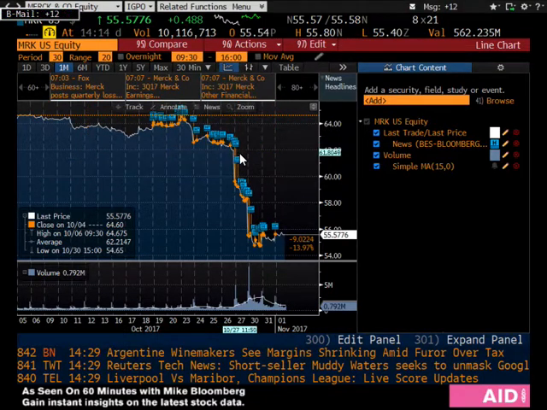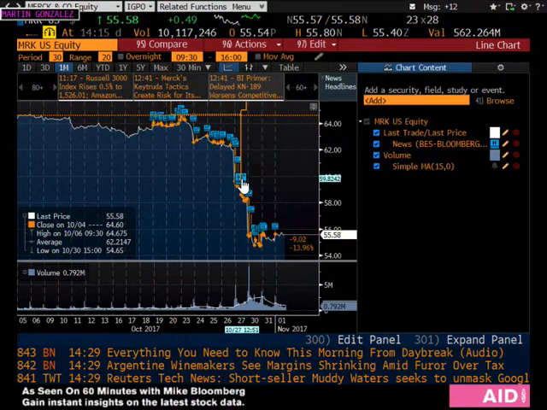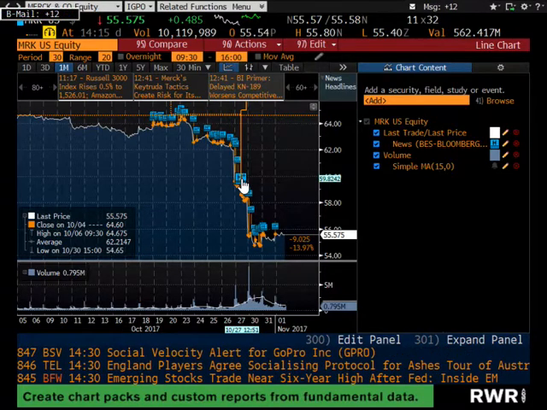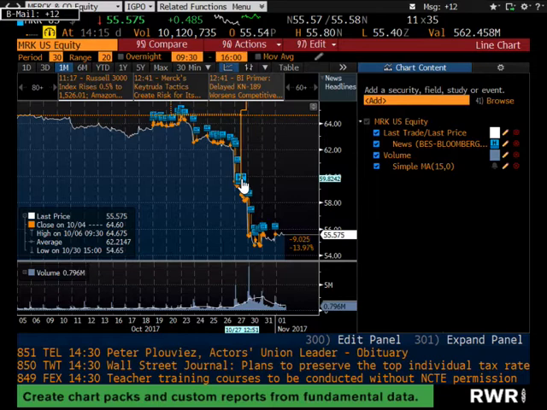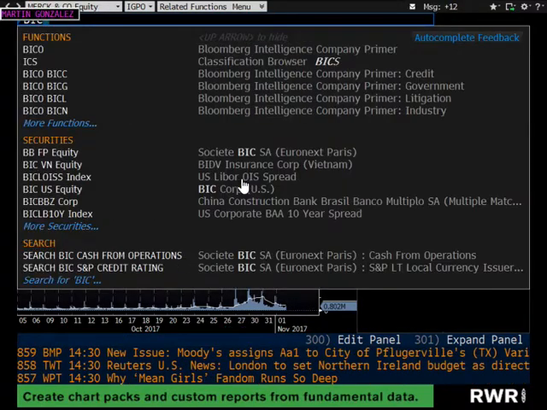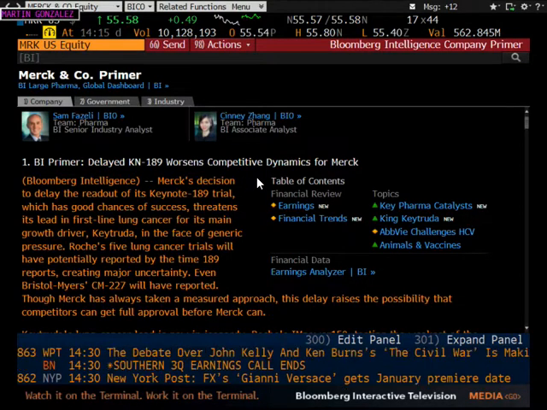But what they did is in the middle of the call, what the analysts started, oh, here it is. What the analysts started to focus on was what they called the Keytruda tactics, and the delayed KN 189 study worsened their advantage. And so you can see it in BICO, where the Bloomberg analysts summarize what the other analysts were saying, and I'll read it right here.